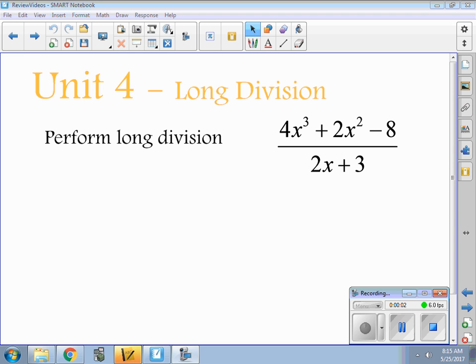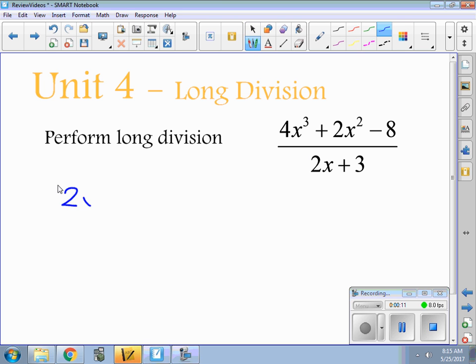Long division here. The reason why we have to do long division instead of synthetic division is because if you look at the denominator, we have a leading coefficient that's greater than 1. So we're going to set that up with a 2x plus 3 on the outside of the division box. And on the inside, we want to be careful.